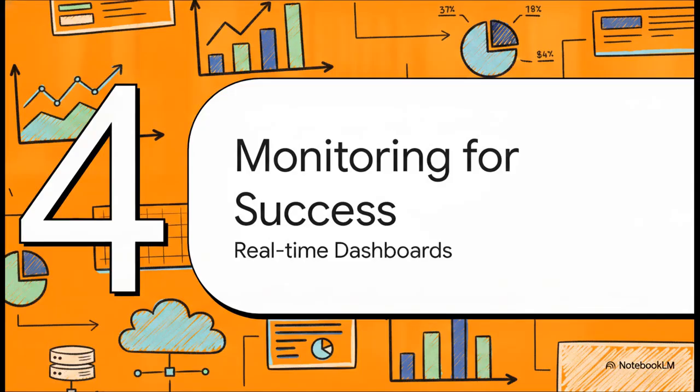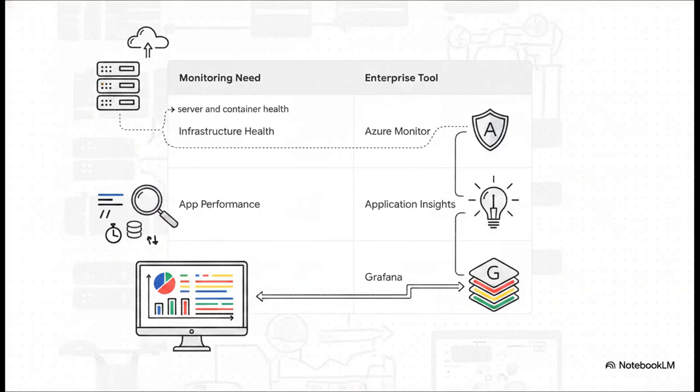But automating the deployment itself is really only half the battle. Once your code actually hits production, you need to know exactly what it's doing. So let's look at monitoring for ultimate success. Because to truly master modern deployment, your pipeline needs to automatically feed critical telemetry right into real-time dashboards so your team can see everything working seamlessly together.